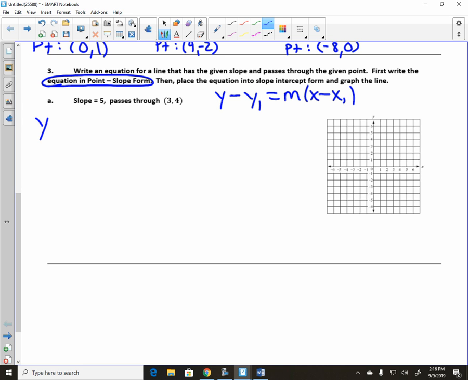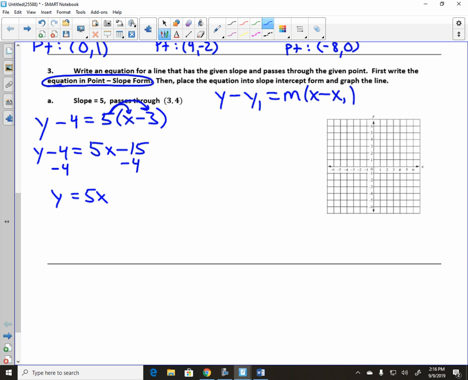So this is going to be y minus 4 equals 5 times x minus 3. So that's the point slope form of a line. We can turn that into slope-intercept form. Y minus 4 is equal to, I'm going to distribute the 5 to both the x and the 3, giving me 5x minus 15. Add the 4. Y is 5x minus 11.